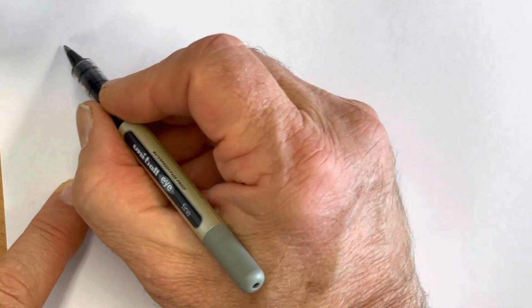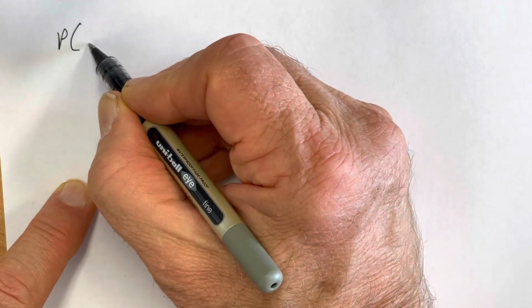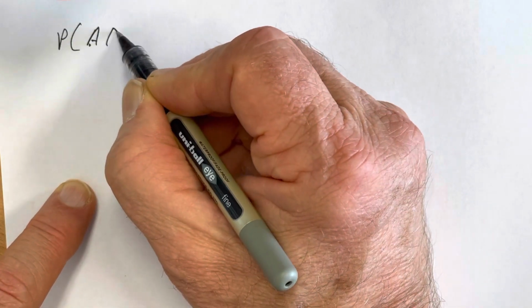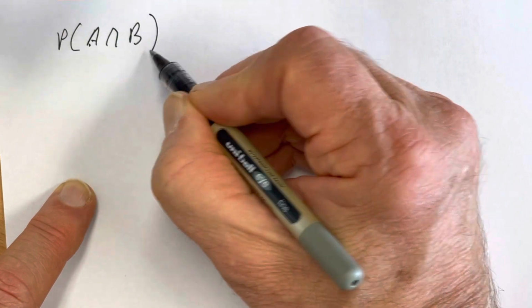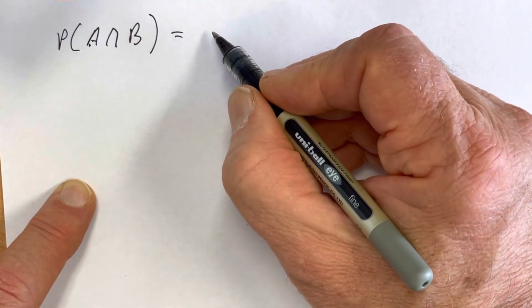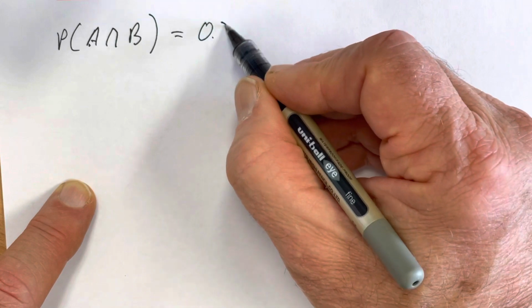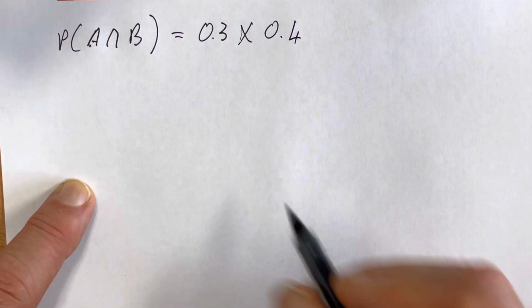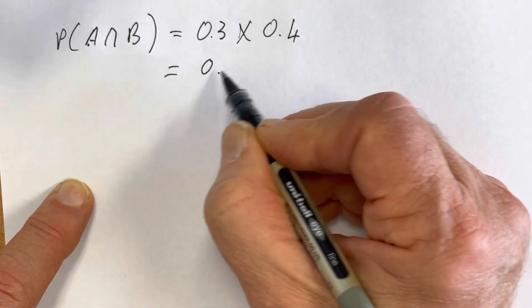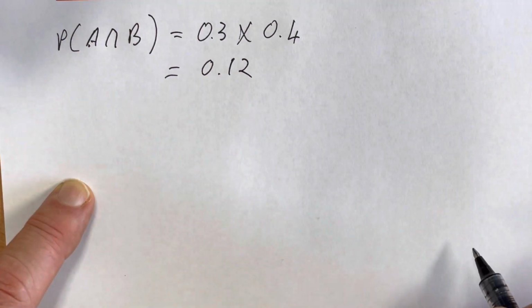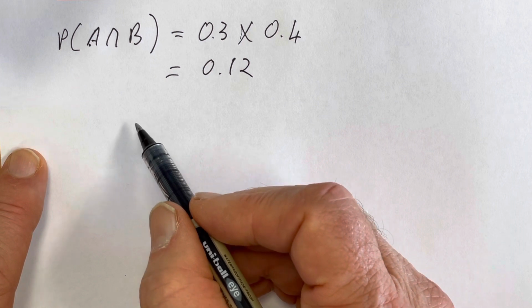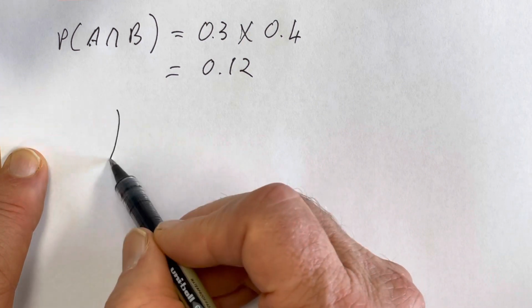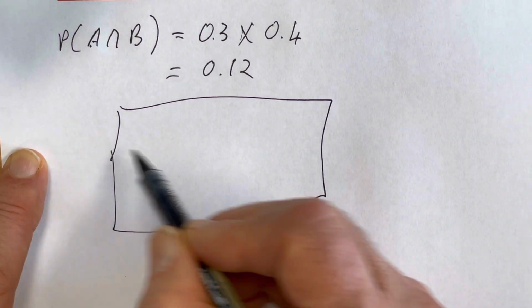Now, if you use the notation that is generally used, probability of A intersect with B equals, and that's the probability of you being there times the probability that the other person is there, and that is 0.12.